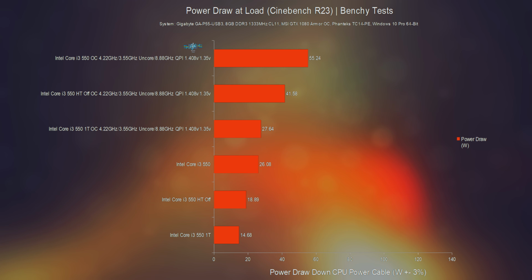This is also 5.98% more than the stock clocked i3 550 with hyperthreading enabled pulls, and this is despite the single thread overclock performance being far worse than even the stock i3 550 with hyperthreading enabled, showing just how inefficient the i3 550 becomes once you overclock it.